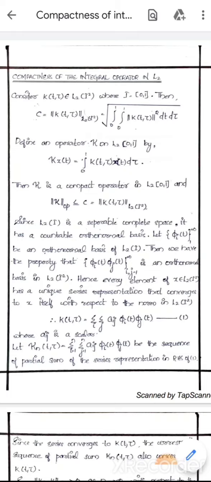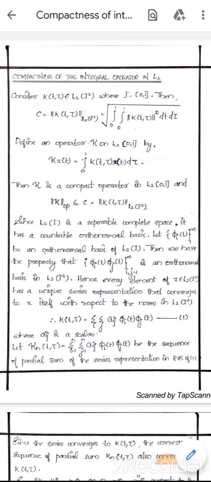Okay, we have already seen this operator before, right? And we have proved that this is a bounded and compact operator. Here we are again trying to prove that this operator is compact, but by a different method.